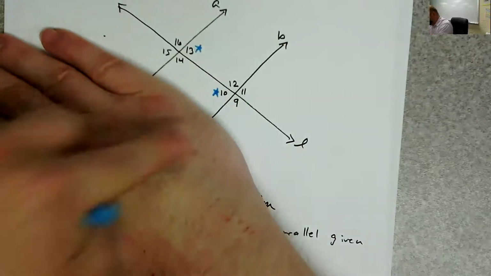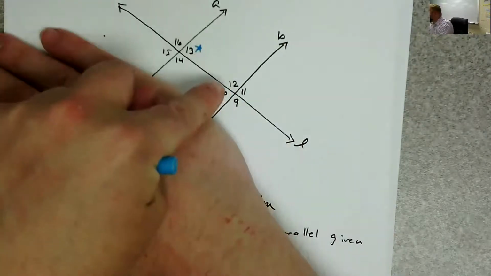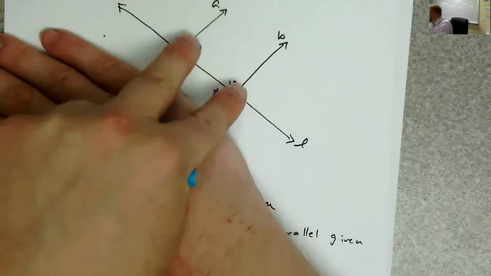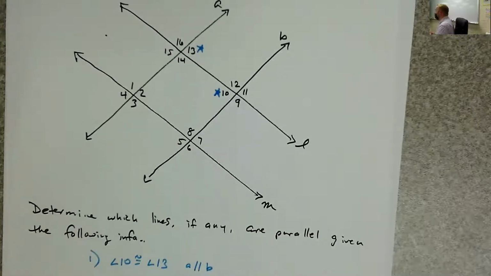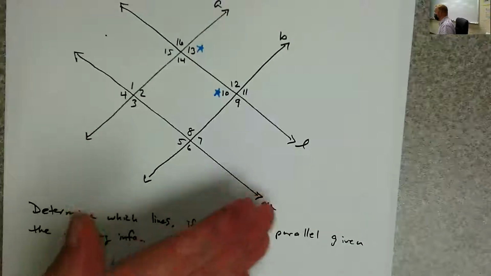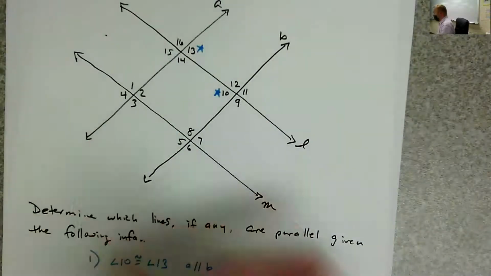So all we're going to say here is if these alternate interior angles are congruent, that means line A and B have to be parallel. So your answer here would be that A is parallel to B. It's not that difficult. It's just making sense of the mess here. There's just a lot going on, right?